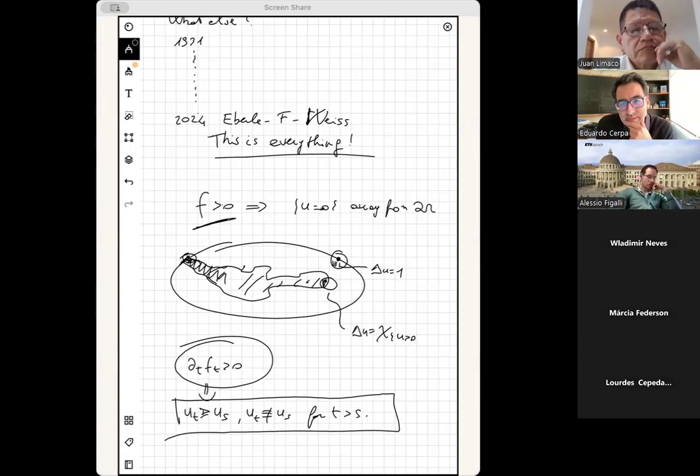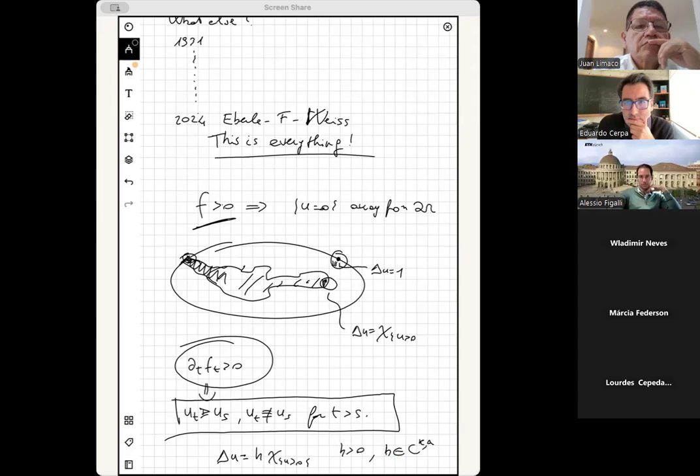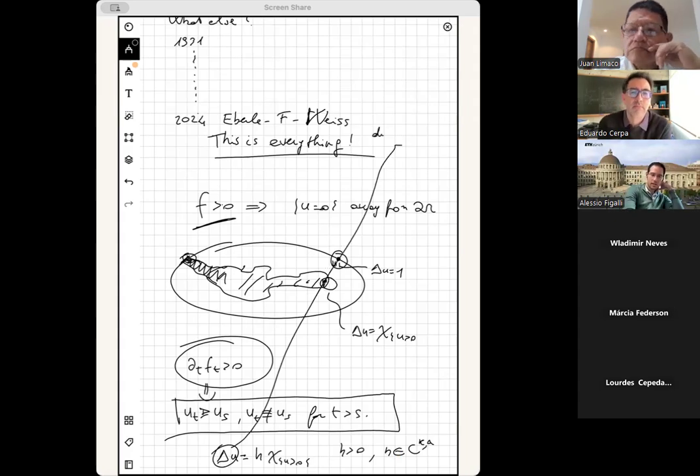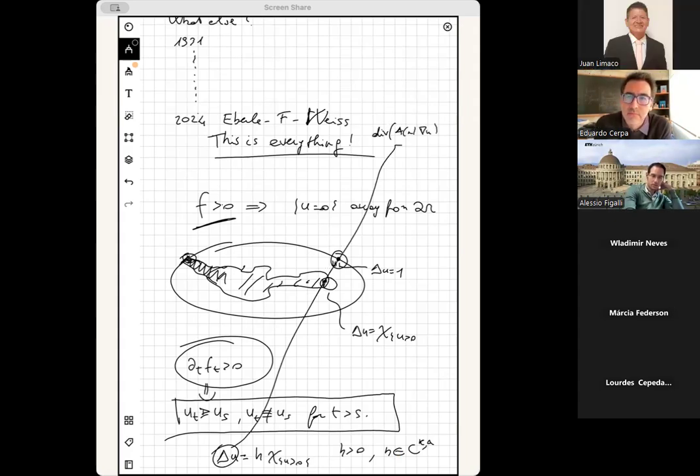So it depends. If you perturb the equation, you can do Laplacian u equal h times the characteristic of u positive, where h is strictly positive and nice, C^{k,alpha} let's say. Then essentially everything works. Or you could also change the operator to a variable coefficients operator. Instead of the Laplacian, I could consider divergence of A(x) grad u. As long as the matrix A is uniformly elliptic and smooth, everything works. So that's not a big issue.